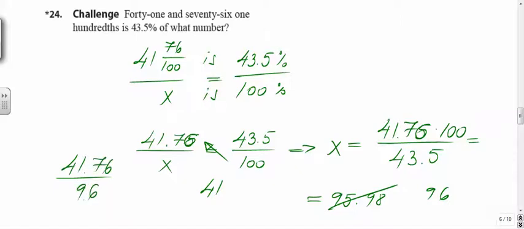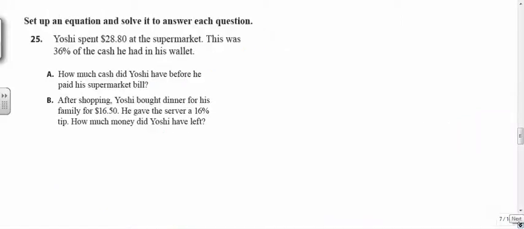96. 41.76 divided by 96. What is that going to give you? Well, you will get point 435. But this one is 43.5%. So we're good. Okay, I hope it makes sense. Let's see a few other problems.